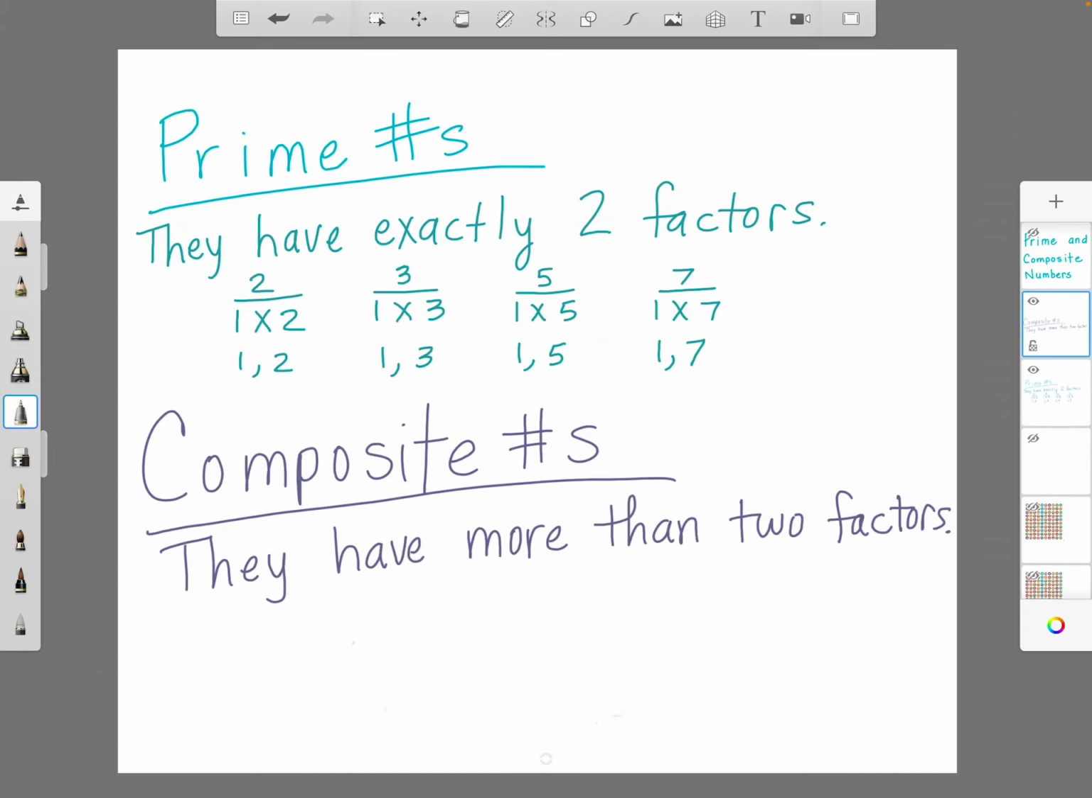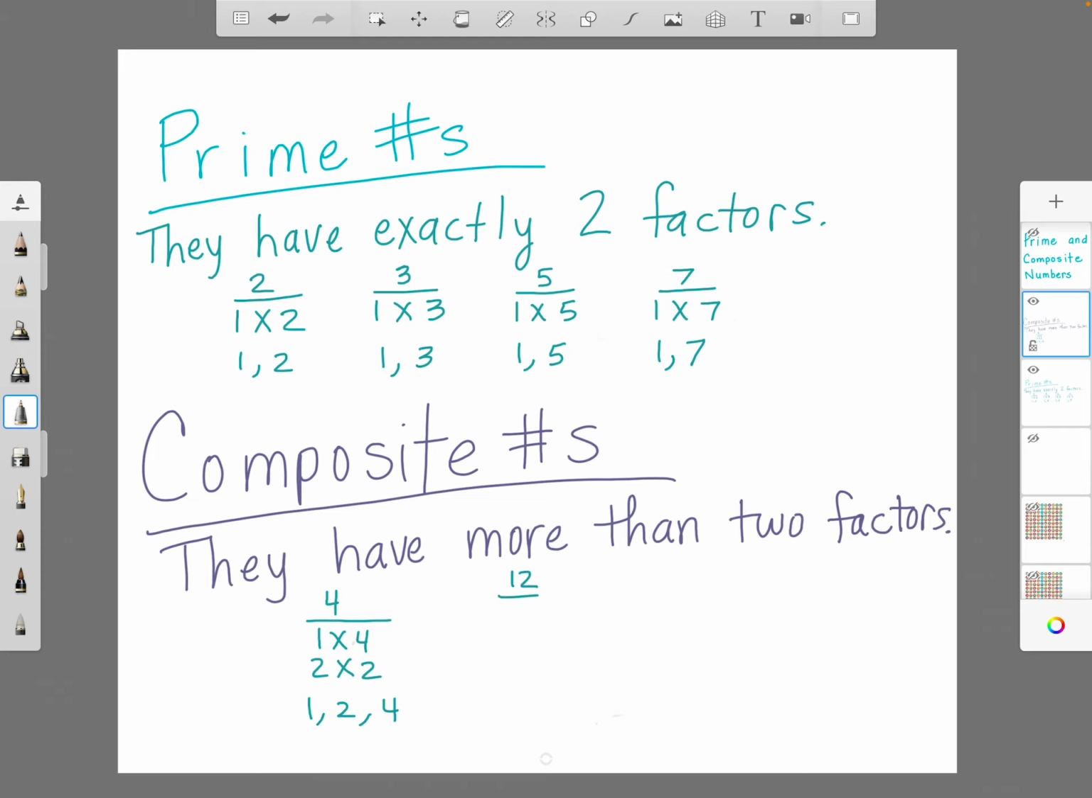Okay, let's take a look at composite numbers. Composite numbers are numbers that have more than two factors. So, for example, if we take the number 4, the number 4 can be made by 1 times 4 or 2 times 2. The factors of 4 are 1, 2, and 4. It has more than two factors, therefore it is a composite number.